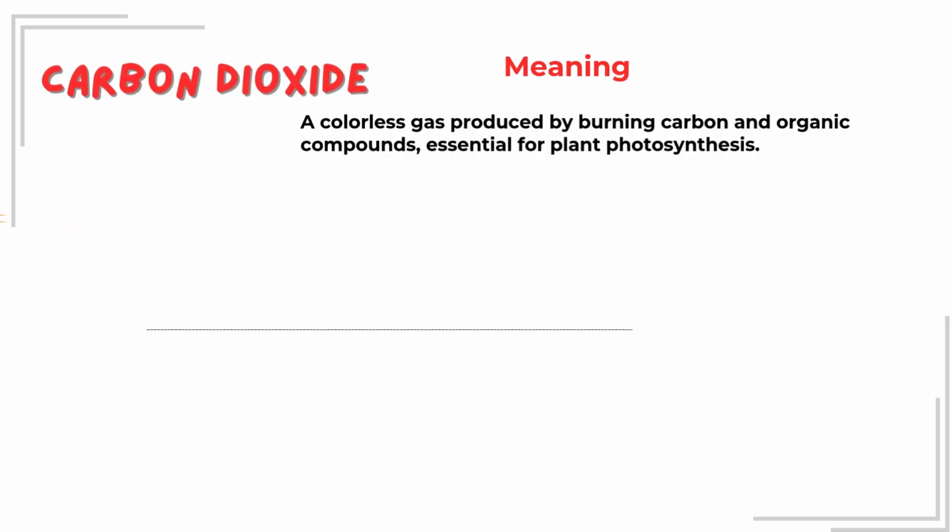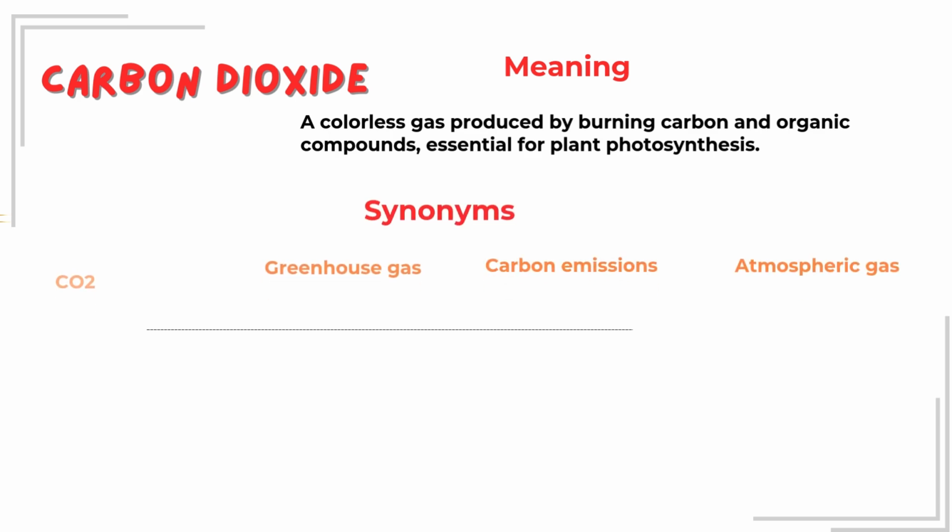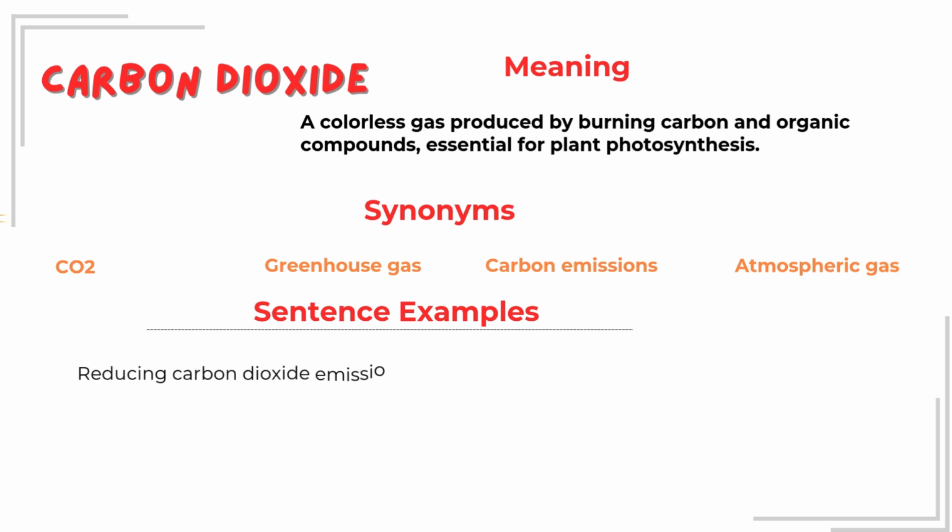Carbon dioxide: a colorless gas produced by burning carbon and organic compounds, essential for plant photosynthesis. Also CO2, greenhouse gas, carbon emissions, atmospheric gas. Reducing carbon dioxide emissions is critical in mitigating global warming.